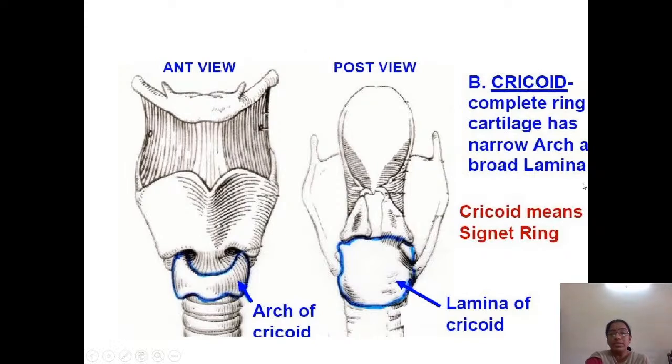Yes, so you can see here, this is a complete ring. In this ring-shaped cricoid cartilage, you can see anteriorly it is the arch of the cricoid cartilage, and posteriorly it is broad, as we have told. This is the lamina of the cricoid cartilage. In the posterior view you can see the laminae. So this is a lamina of the cricoid cartilage.